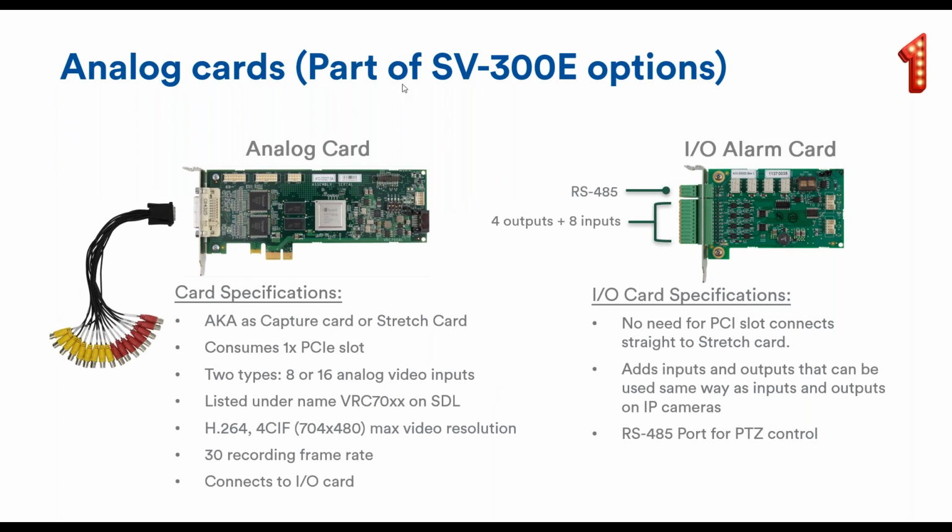As I was saying before, for the SV300E, we do have analog cards that can be used for the analog cameras, either 8 or 16 inputs. And all of the SV300 appliances will come with the alarm card, which will allow you to do RS-485 communication, so any PTZ control. It also has 4 outputs and 8 inputs.